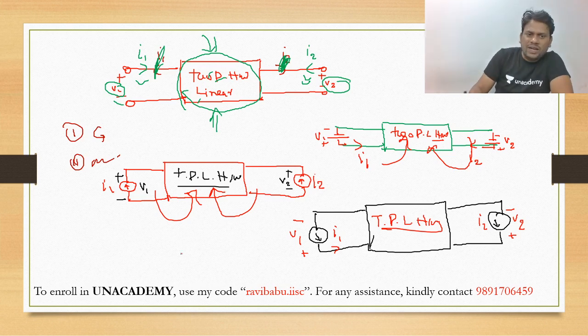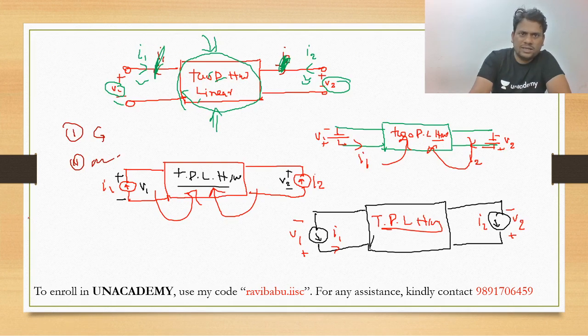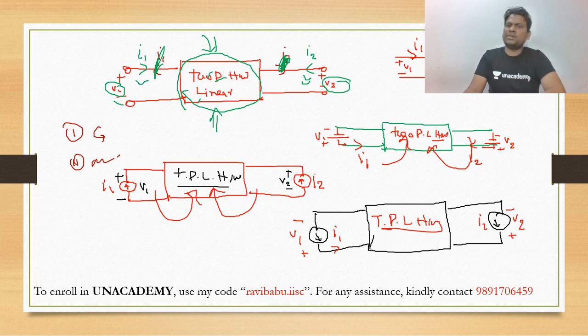Now we can draw the exact equivalent circuit of a two-port. It will be something like this, I'm going to draw here. It is a linear two-port network. Please mind it, here we use the standard polarity and direction of current, the standard current direction and standard voltage polarity. So this is the standard two-port network circuit.